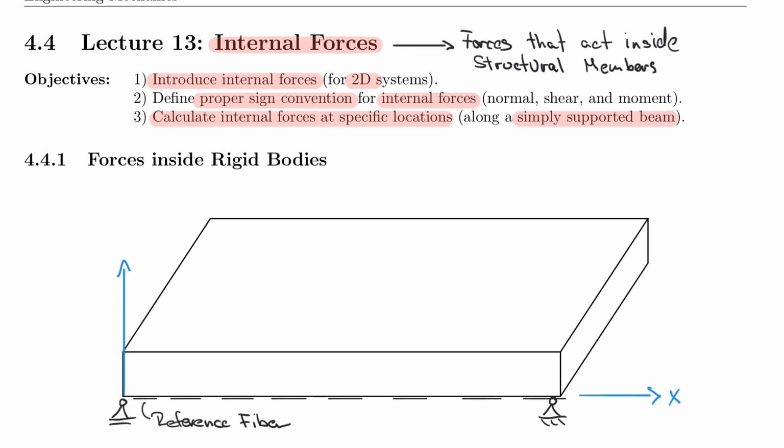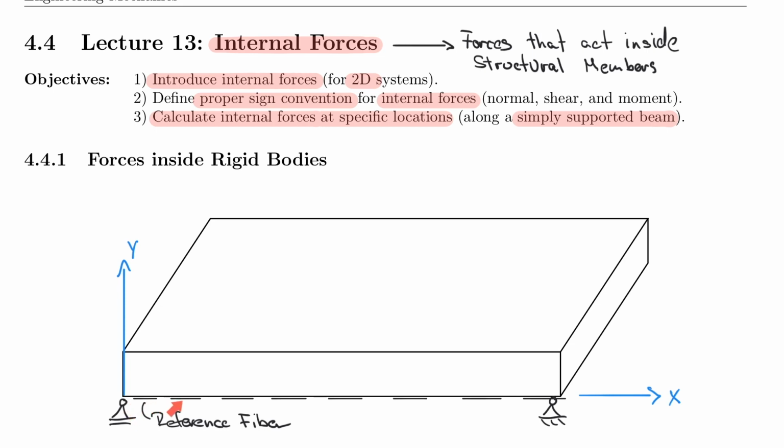And you may think now, why do I need a reference fiber? I clearly understand that if I have a horizontal member here, that the x-axis is pointing to the right and the y-axis is pointing up. And that's absolutely correct. But what happens if you deal with a vertical member? Do you put the reference fiber on the left side or on the right side? Or what happens if you have a sloped member that is neither horizontal nor vertical? Then where do you put the positive, where do you put the negative side?